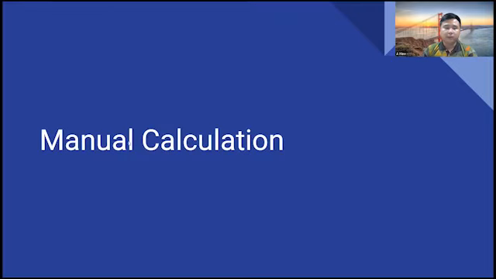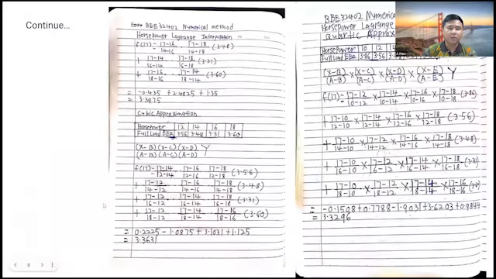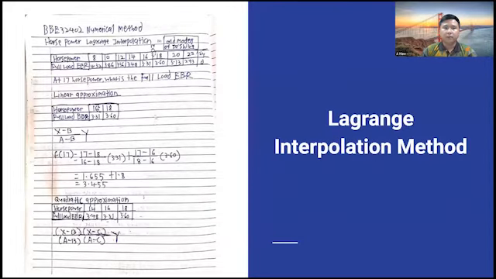So I'm going to talk about the manual calculation for this group project. In this group project, we have two methods to determine the 17 horsepower of the air condition for the full load energy efficiency ratio. The first method is the Lagrange interpolation method. For Lagrange interpolation, we have 4 steps, which are linear, quadratic, cubic, and quartic. Each of these methods has disadvantages and also advantages.